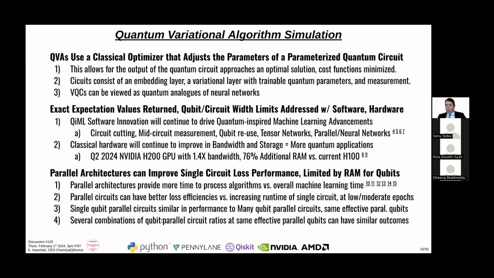Do you want to do more machine learning epochs on a single circuit, or do you want more of the algorithm up front at lower to moderate epochs? What I found is that you only need one parallel algorithm, so two in parallel, and 3, 4, 5 work as well. But as far as loss efficiency, it's just fine to do two in parallel for that specific case.